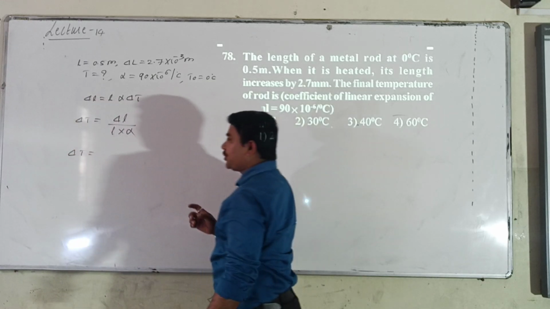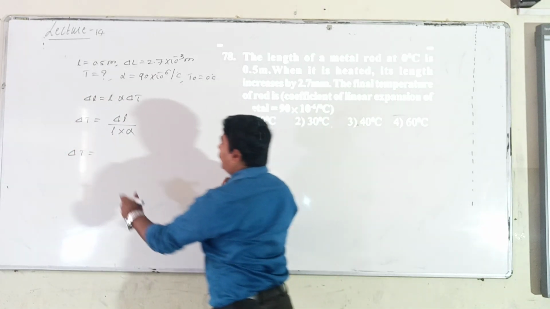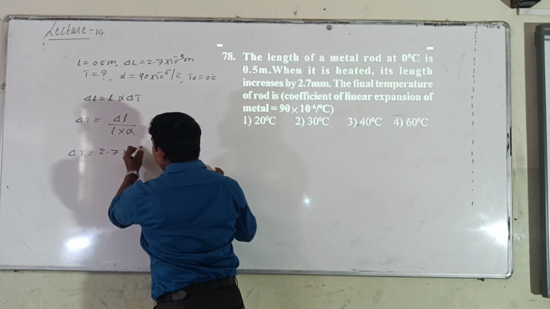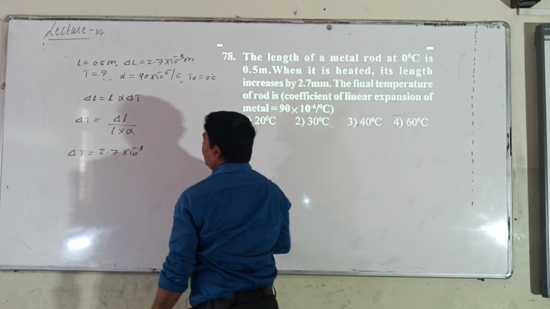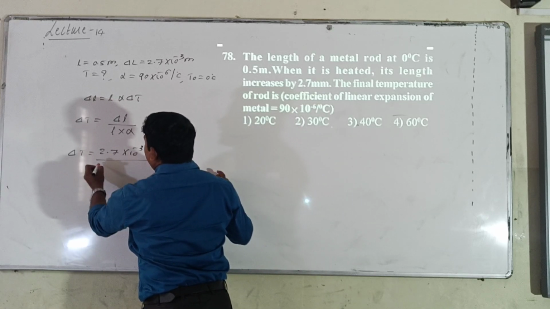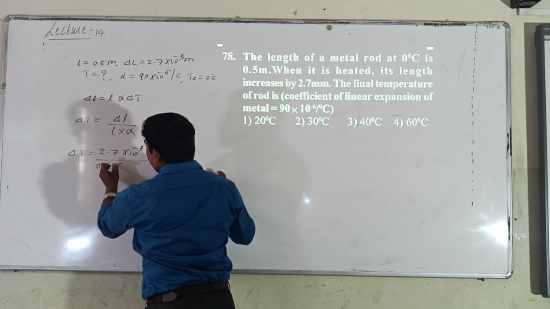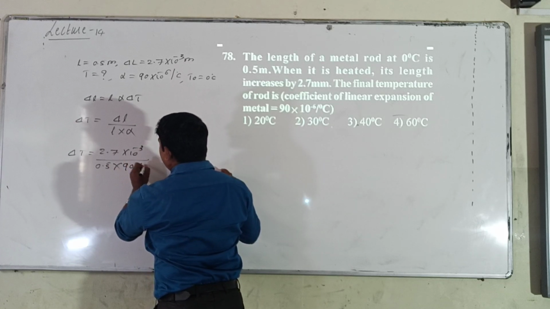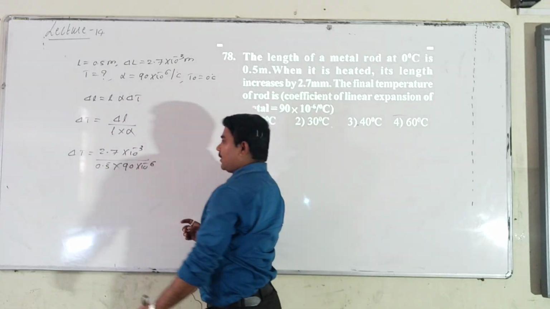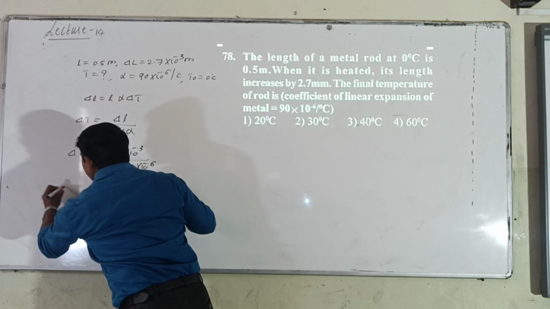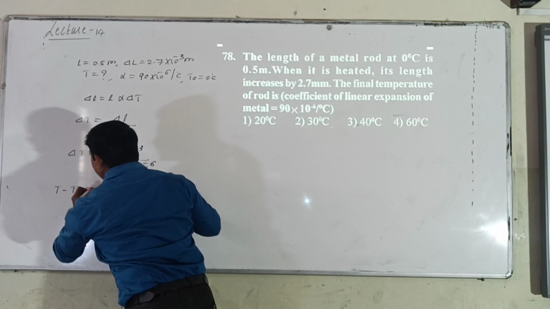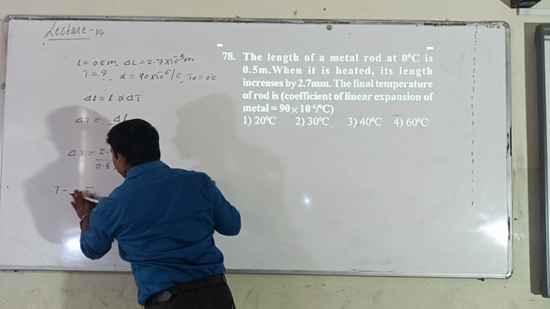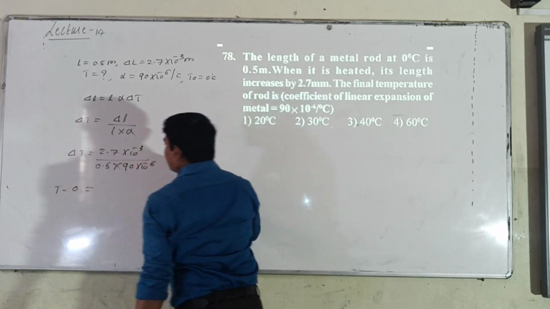Again from this I can put the change in temperature, this value. Delta L we have already found. How much? 2.7 into 10 raised to minus 3 whole divided by 0.5 into alpha, which is given as 90 into 10 raised to minus 6. This value delta t, how to write? Final temperature minus initial temperature. Right? Initial temperature is 0 degree.